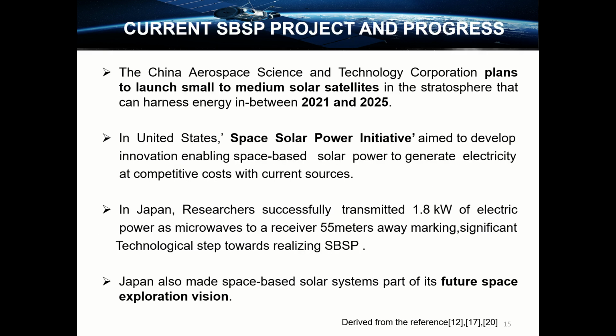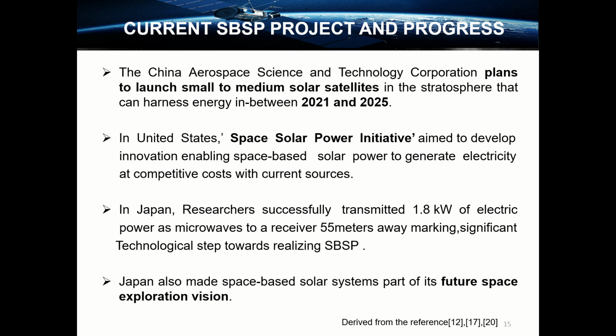Current space-based solar power projects and progress include: first, the China Aerospace Science and Technology Corporation plans to launch a small to medium solar satellite in the stratosphere that can harness energy between the years 2021 and 2025. Second, in the United States, the Space Solar Power Initiative aims to develop innovation enabling space-based solar power to generate electricity at a cost competitive with current sources.